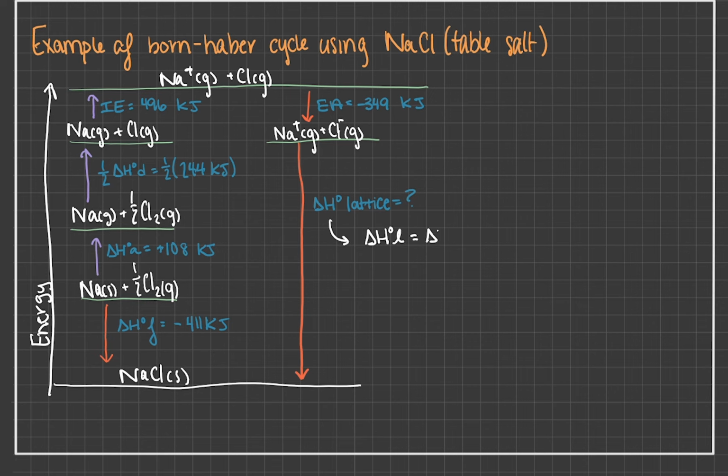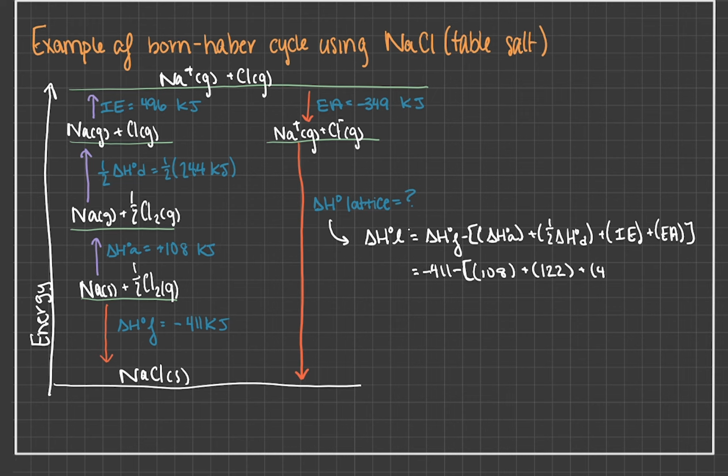So now we have all of these values, and we want to see what the lattice energy equals. So we're going to use our equation that we defined earlier. We're going to have our heat of formation, so negative 411, subtracted by all of the other values added together. So 108 plus half of our heat of dissociation, which is 122, plus our 496 from our ionization energy, plus negative 349, which is our electron affinity. And we're going to be able to see that our lattice energy is negative 788 kilojoules.